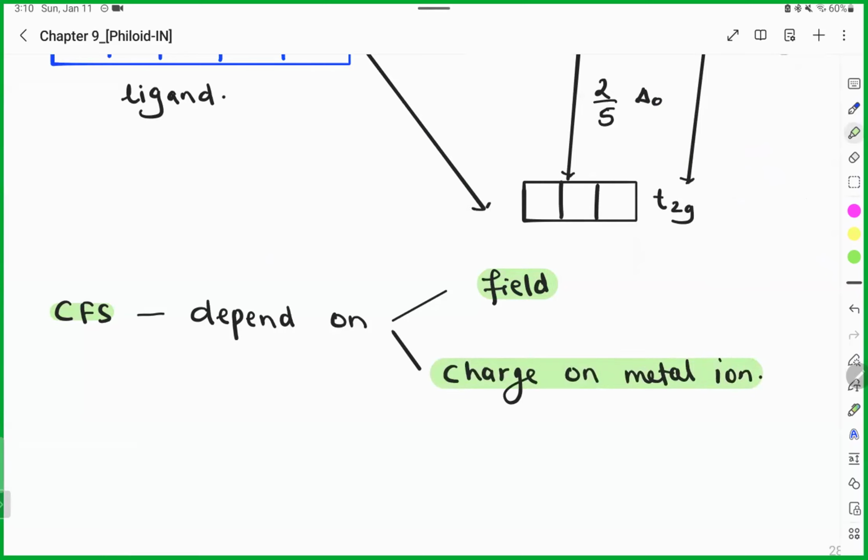If the charge is high, then breakdown chances are more. If the charge is less, they are settled, neutral. So breakdown will be less. Make sense? Understood?